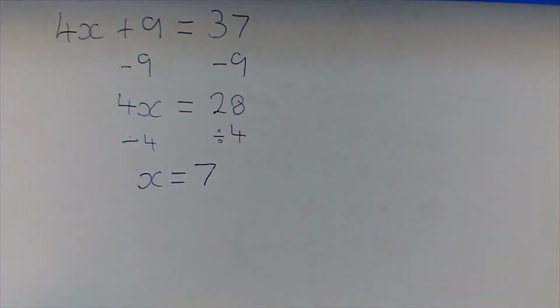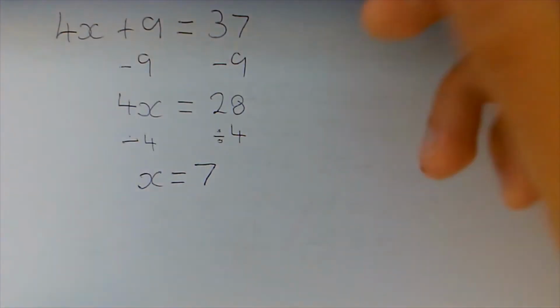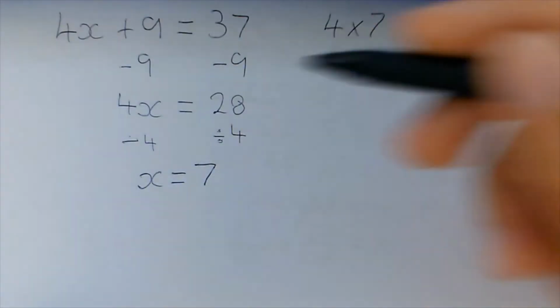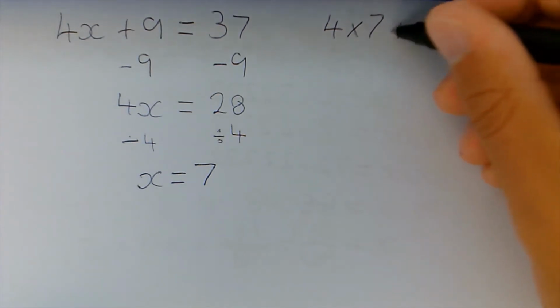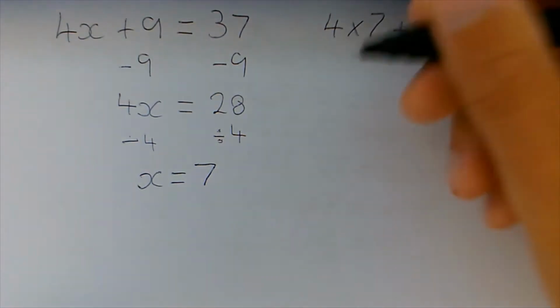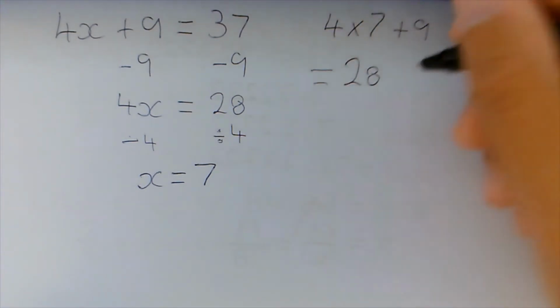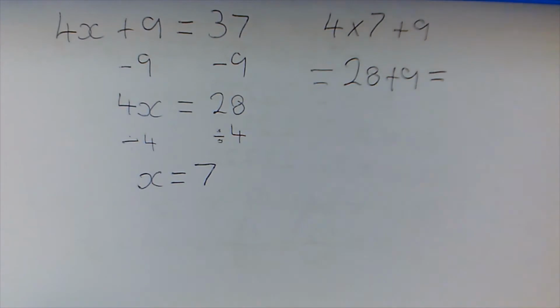And we can check that this is correct by putting this 7 back into our original equation. So 4 times 7, 4x is 4 times whatever x is, and our x is 7. 4 times 7 plus 9, well, 4 times 7 equals 28. And then we've got this plus 9. 28 plus 9 equals 37, which is what we started with up here, so we know that we've done this first one correctly.